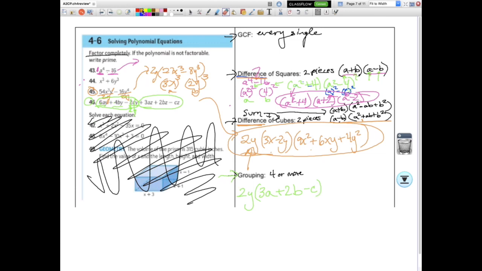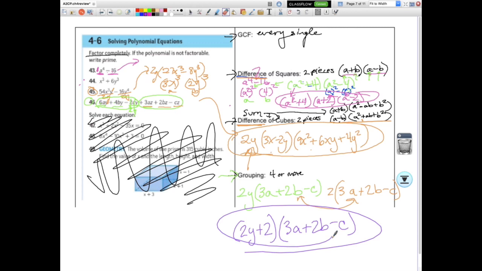Now the other piece, it is factorable by grouping. When I divide everything out of this, it should be the exact same in parentheses as that. So I'm going to start by dividing out just a z. I'm going to be left with 3a plus 2b minus c. Since these 2 things match, I know that it's factorable. My answer is going to be the outside, which is 2y plus 2, times 3a plus 2b minus c.